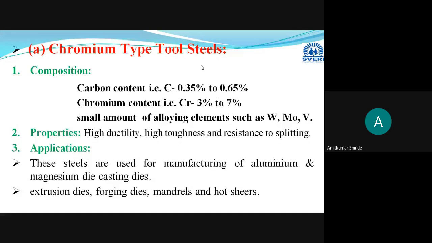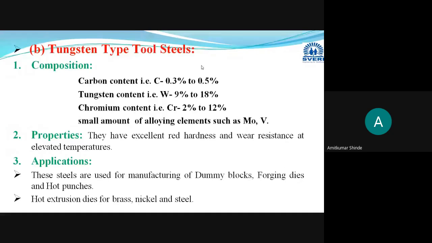Okay, then after this, the second type here is the tungsten type tool steel. Then the first point, you have to write their composition here. Carbon content, I have already explained this. That is, you have to simply consider the medium carbon steel. Carbon will be within the range 0.3 to 0.6, maximum 0.7 will be there in all types of the tool steels. Sorry, hot work tool steels.